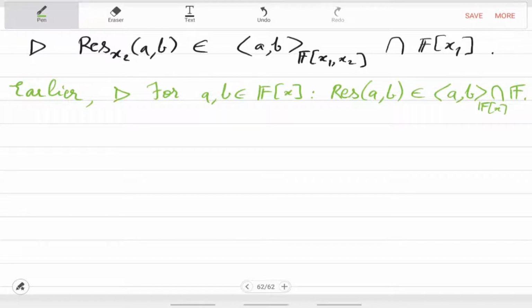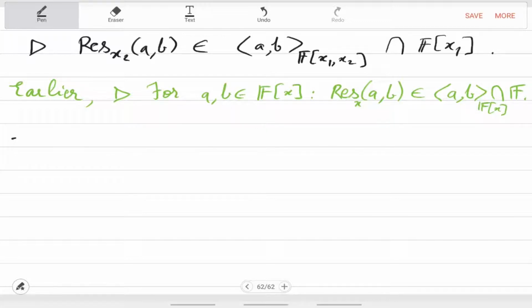So when A and B are co-prime, this is correct, and when A and B share a factor, then the resultant is 0, and 0 is in the ideal. So this one, the green thing, is for univariate, and the above fact is for bivariate. They look similar. Is that clear? So this is something to remember.